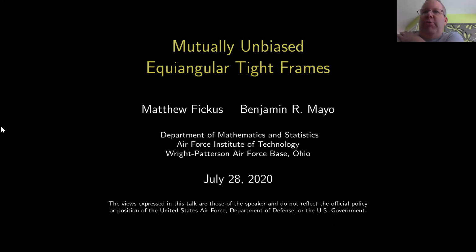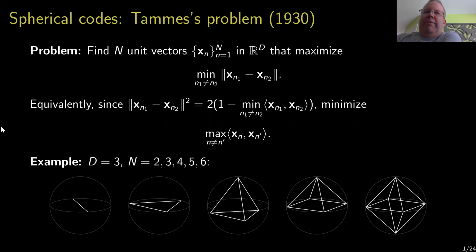So yes, this is work with my PhD student, Ben Mayo. And I want to start off just motivating with some general work about what we call projective codes. And before we get there, I'm going to talk about something even simpler called spherical codes. So this is Tammes's problem from 1930. The idea is we want to pack points on spheres in a particularly efficient way.